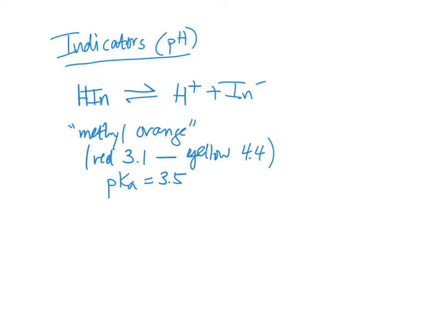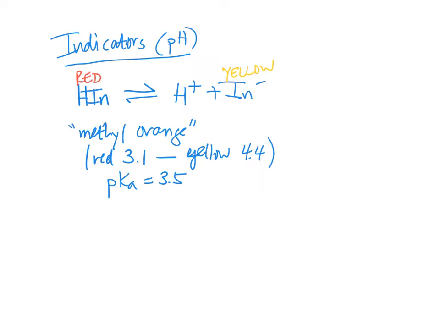So what happens is the HIN is red. So the weak acid form of methyl orange is red, and the conjugate base is yellow. And so we call it methyl orange because when they're mixed together, you're going to get an orange color depending on the ratio of the two things to each other. So how does this work to indicate pH?